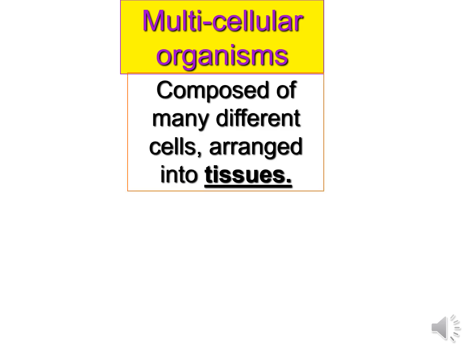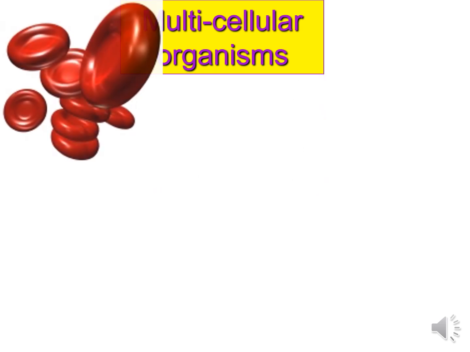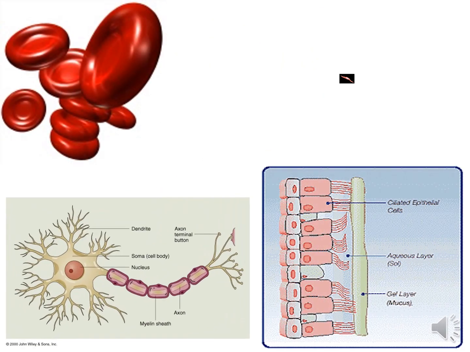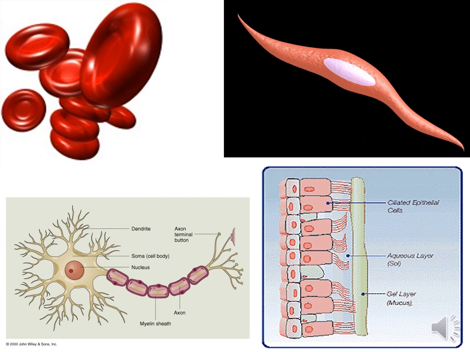They're composed of many different cells, and these cells are arranged into groups called tissues. And the tissues work together to perform a function. So if we have a wee look at a few examples here, we've got red blood cells. So red blood cells have taken on a particular structure. They're biconcave in shape, they don't have a nucleus, and their job is to carry oxygen around your body. So their structure suits their function very well.